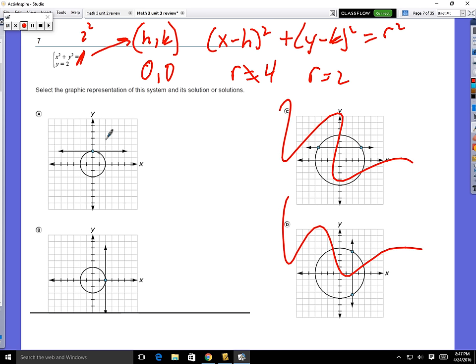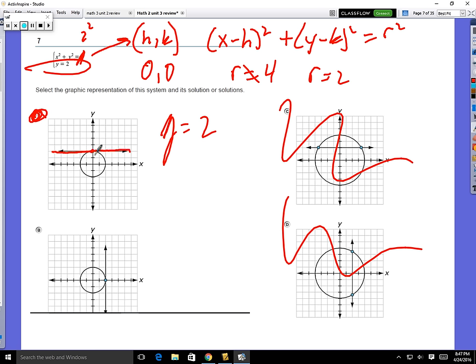So that means you can kill C and D. Okay, so now this guy, y equals 2. Y equals 2 is a simple graph. There's only one variable, so it's going to be horizontal. It's going through the y-axis at 2. So we're going to go for A, the y number line at 2, right there.